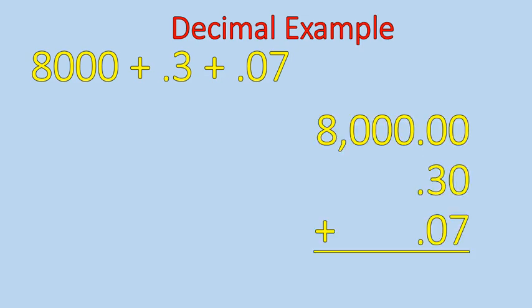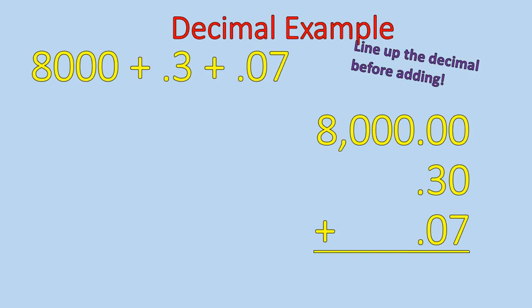I'm going to write them down vertically like this. When I line them up like this is the trick that throws some people off. Notice my 8,000, I put 8,000.00. I wanted to do that to make sure that the number 8,000 had just as many decimal places, or numbers on the right of the decimal, as all the other numbers. 0.3 became 0.30. Again, that was just so that I could line up my decimals for adding.